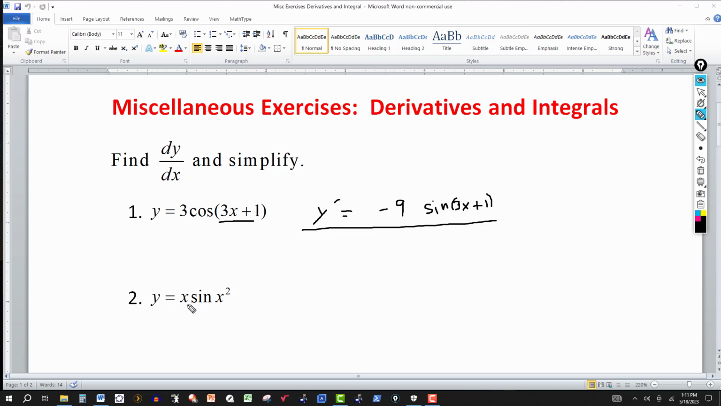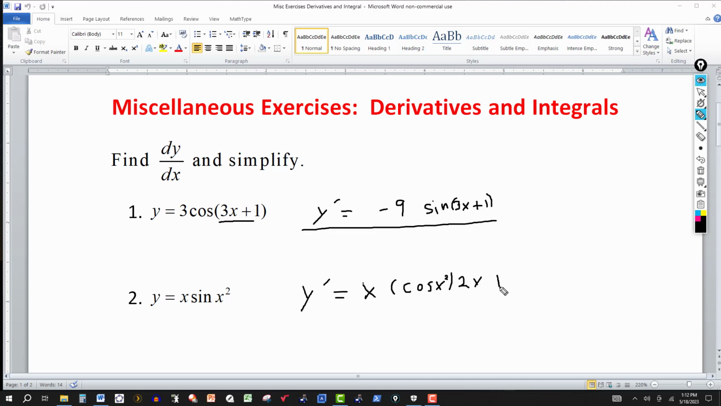Now for the next one I have a product, x and sine of x squared. So here I have to use the product rule. So let's do it this way. It's the first one, say, times the derivative of the second one. So this will be x, and the derivative of sine is cosine. So this will be cosine of x squared. And of course now, because we have the x squared there, we have to multiply by the derivative of x squared using the chain rule. So this will give me a 2x out here.